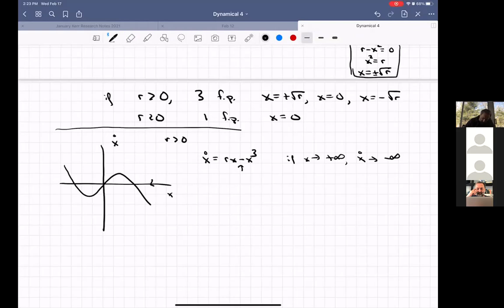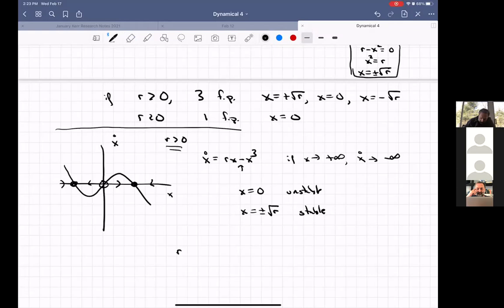So now my flow here looks like that. Okay. So for my, am I still with you guys? Yes, there you are. So for my positive r, I have a flow where the x equals 0 is unstable, and the x being plus or minus root r are stable.